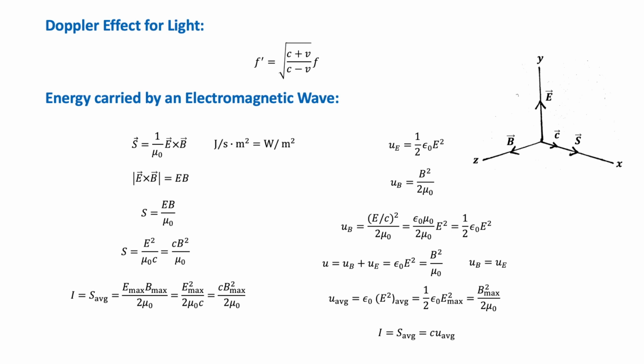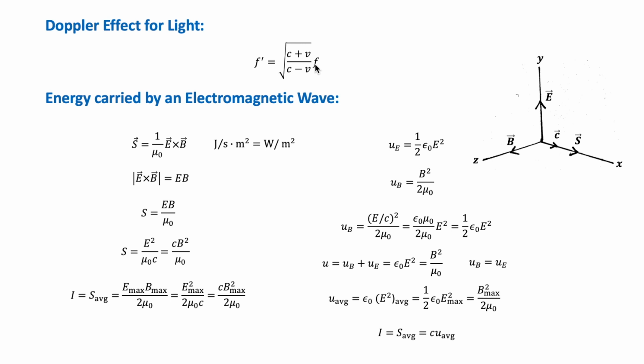But here we'll consider the case where a light source and an observer are approaching each other with a relative speed v, okay? Then the frequency f' measured by the observer is equal to the square root of (c plus v) over (c minus v) times f, where f is the frequency of the source measured in its rest frame, okay? So unlike the Doppler shift equation for sound, this Doppler shift equation depends only on the relative speed v of the source and observer, and is valid for relative speeds as great as c, okay?